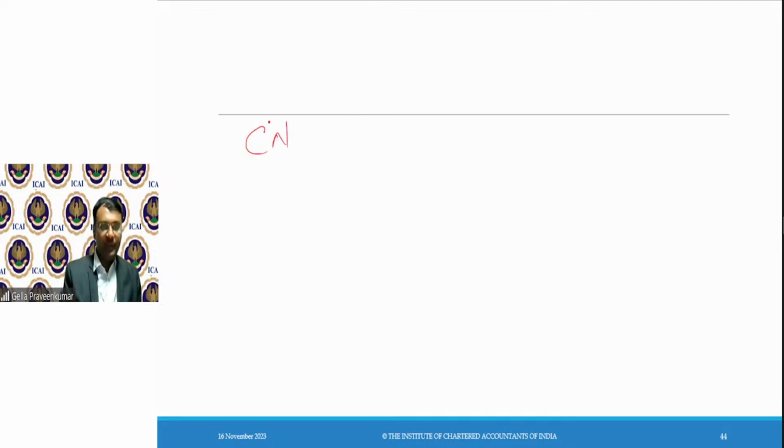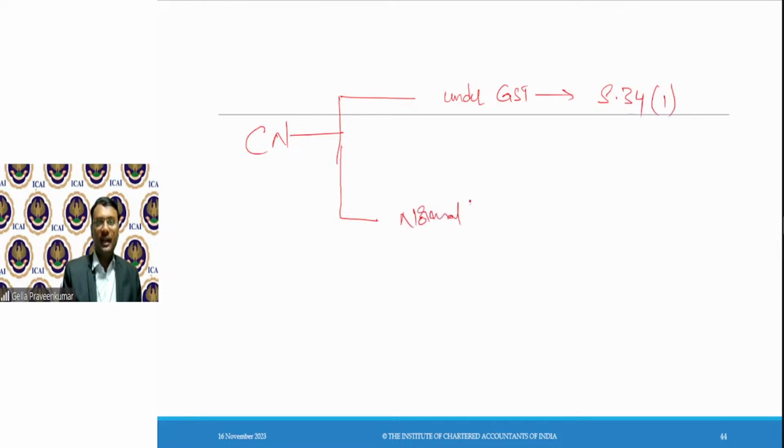Credit note, we can classify into 2 aspects. One is credit note under GST, which complies with the provisions of section 34, subsection 1. The other is the normal, or I will say regular, credit note, which we call a financial credit note. So we need to have a better understanding of the usage of this term credit note under GST law.